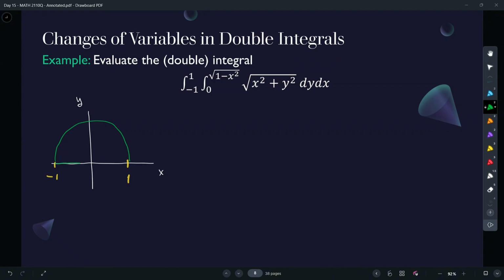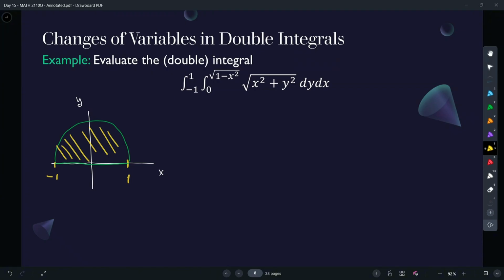But I'm going from 0. I'm not going from minus the square root to the square root. That would be the full circle. I'm going from 0 up to the semicircle. So that area. Okay? So that is the integral I'm trying to do.